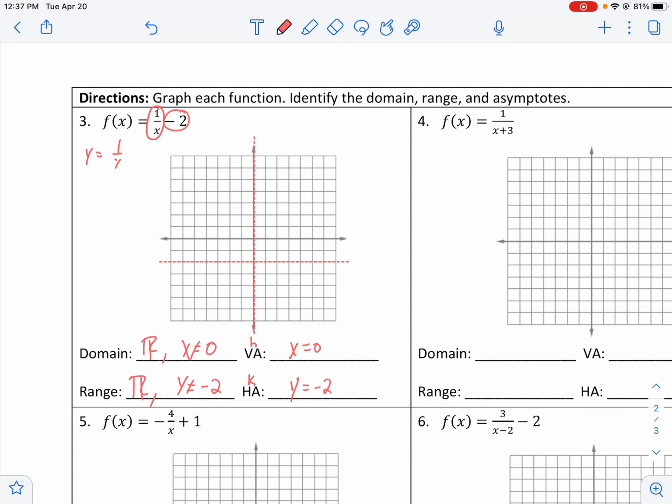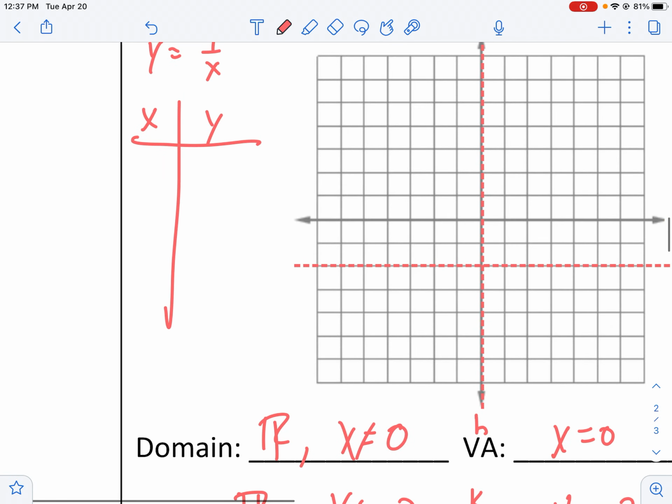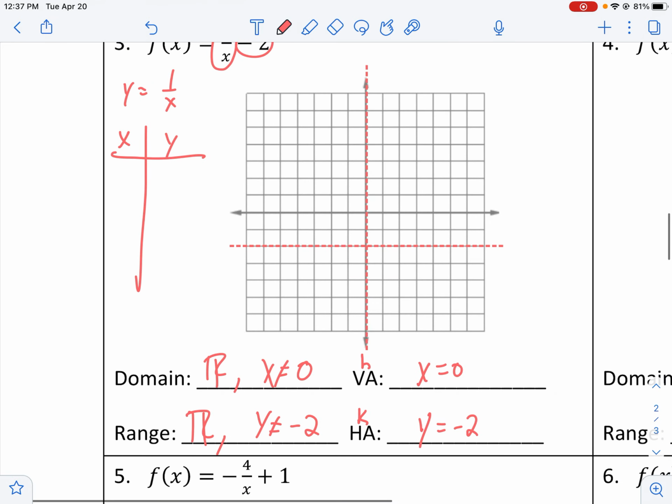So then this is y equals 1 over x, and we build our table. 4 is the maximum points you have to have. You can go to a minimum of 2 points here, but let's go 4 for these first 2 graphs. So let's plug in 1, so 1 over 1 gives us 1, and then let's plug in 2. 1 over 2 gives us 1/2. And then we'll plug in the negative versions of that to give us -1 and -1/2.